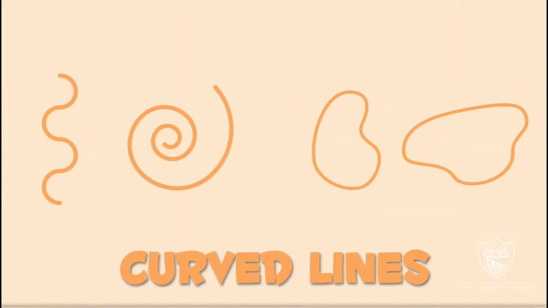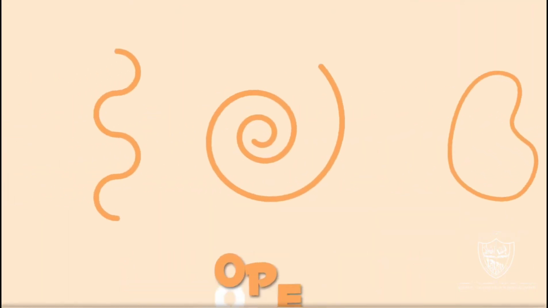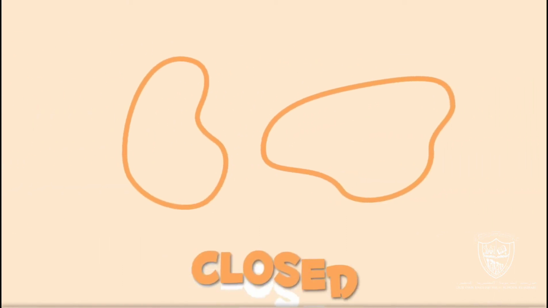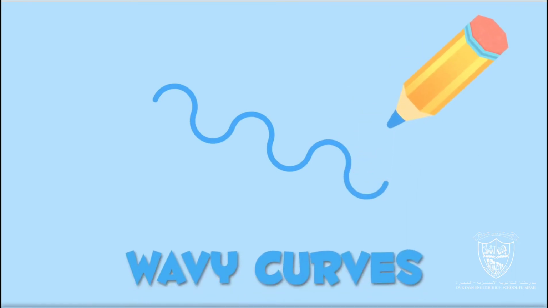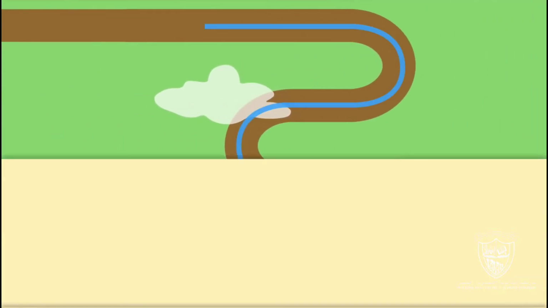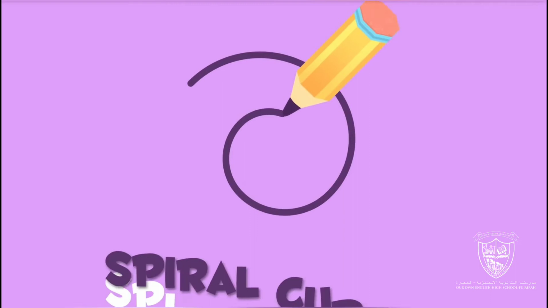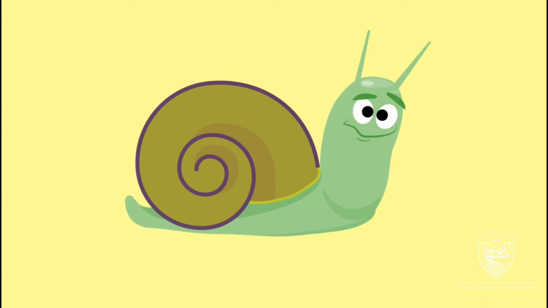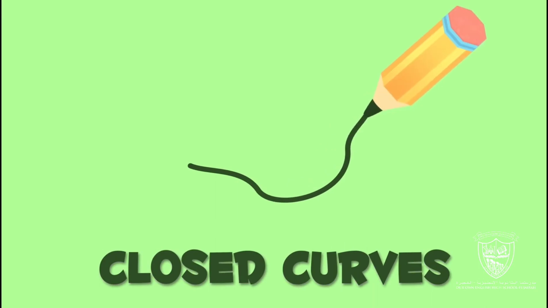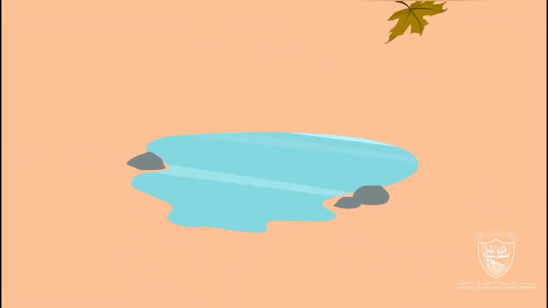Let's have a look at curved lines. Curved lines can be open or closed. Wavy curves are in the same group as curved lines, like this curvy path, or this worm. Spiral curves are in the same group as open curves, like this snail, or this lollipop. So yummy! Closed curves are like this pond. Or this ketchup stain.